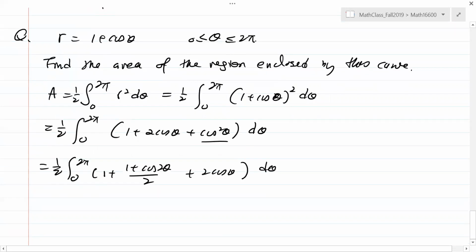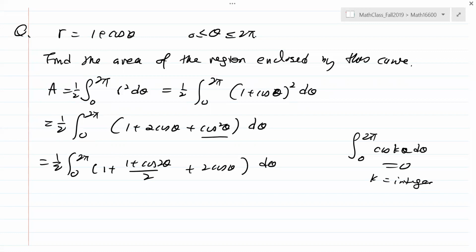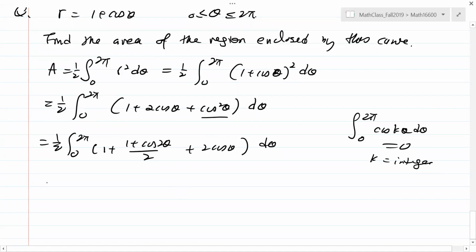Well, we know that the integral from 0 to 2 pi of cosine k theta d theta is always equal to 0 for k an integer. That's easy to check. Because it's a periodic function, you have a negative part and a positive part, and they all cancel out. So when you look at this function in the integral, you only need to evaluate the integral of 3 over 2 d theta. So it's going to be 3 pi over 2. Okay, so the answer is 3 pi over 2.